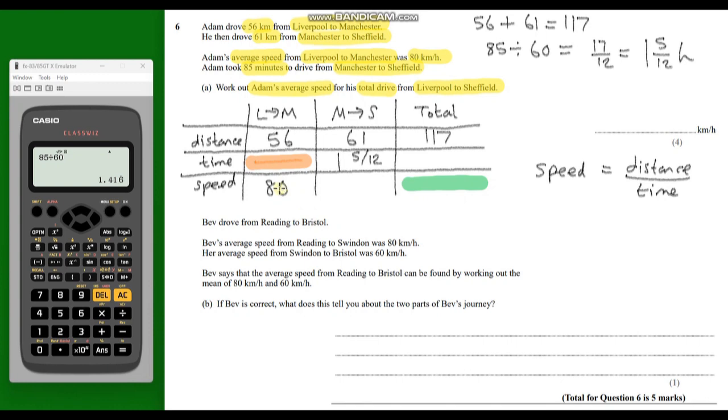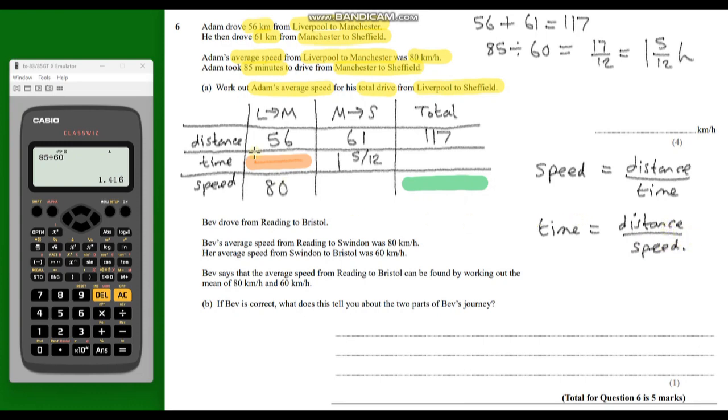We've got the speed for Liverpool to Manchester, and we've got the distance from Liverpool to Manchester. To work out the time, we can just rearrange this formula. So this is going to be time is equal to distance divided by speed.